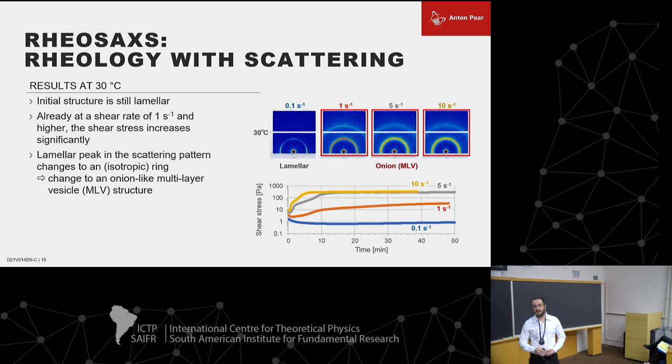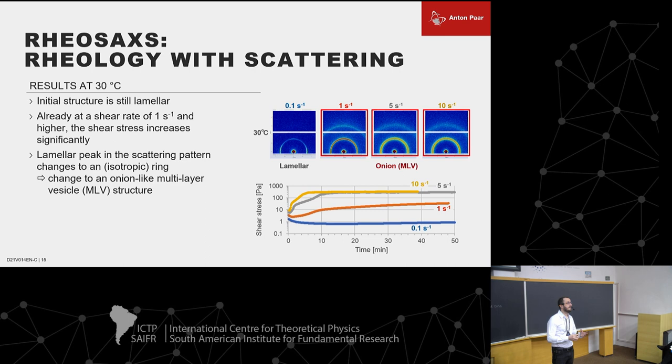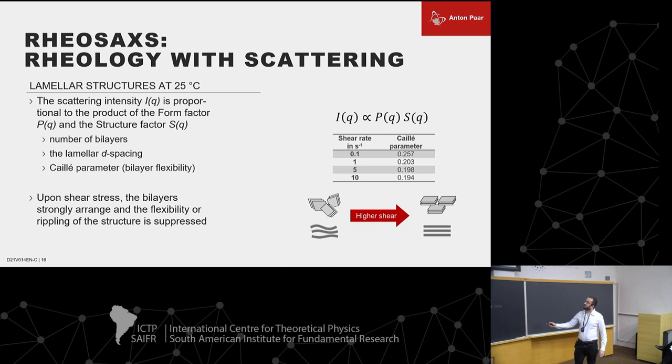We have two determinations. We have the rheological characterization of this material happening at the same time we characterize it by using SAXS, in the same instrument, in the same setup, of course. Here we have the differences between the arrangement of these molecules with lower and higher shear rates. We can see that the intensity of the X-ray scatter is proportional to the product form. We can see this modification in the number of bilayers, the spacing between the lamellar layers, and we can use this Caillé parameter that is related to the bilayer flexibility. So in lower shear rates, we have much more flexibility in the layers, in the packing of the layers, when compared to high shear rates. So it changes even at 25 degrees, in modification of the layers' arrangement.